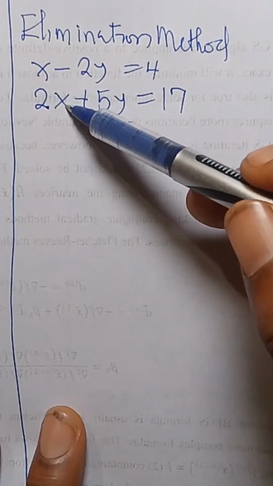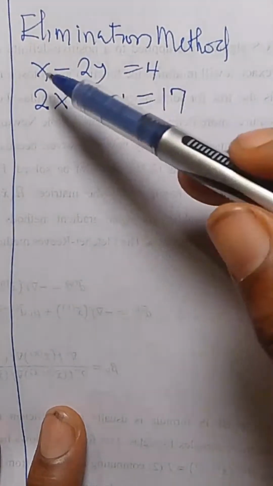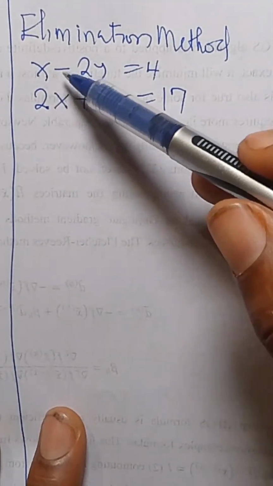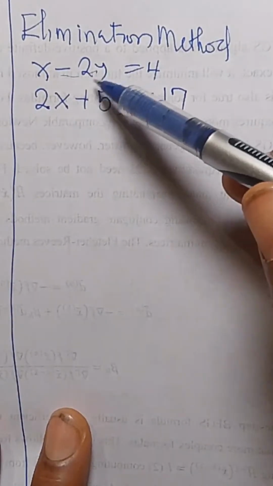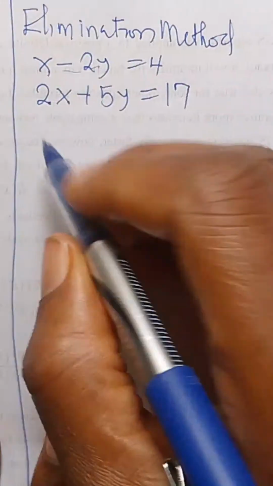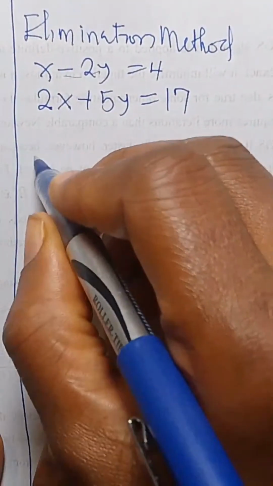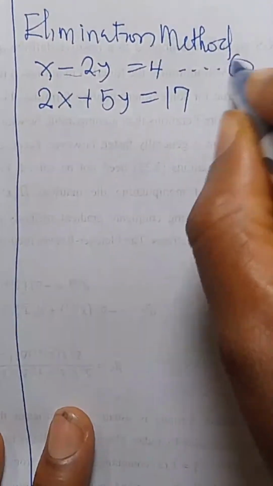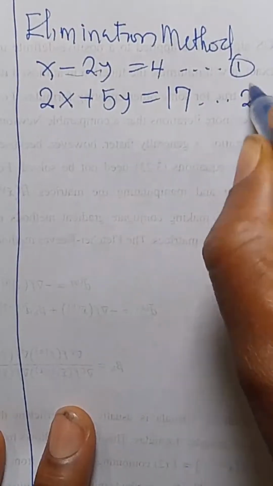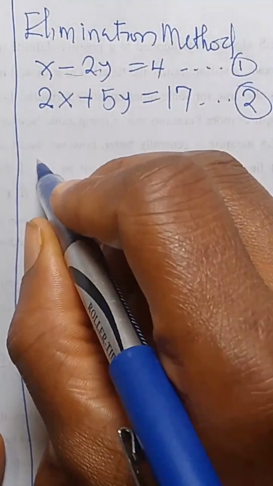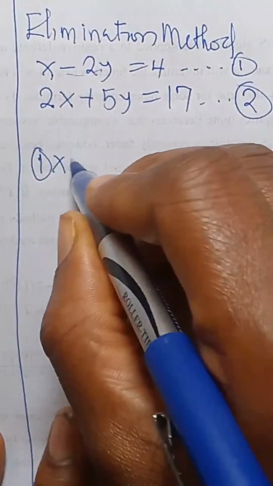Look at how we have 2x. Now, if we multiply this line by 2, we will have 2x here. And that's what we are going to do. We're going to multiply here by 2 so that we have 2x. All right. So this is equation 1. Always name your equation to help you to solve well. So we say equation 1 multiplied by 2.